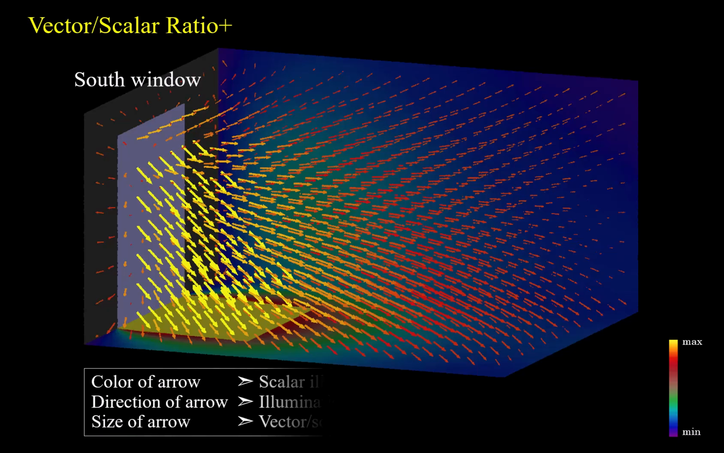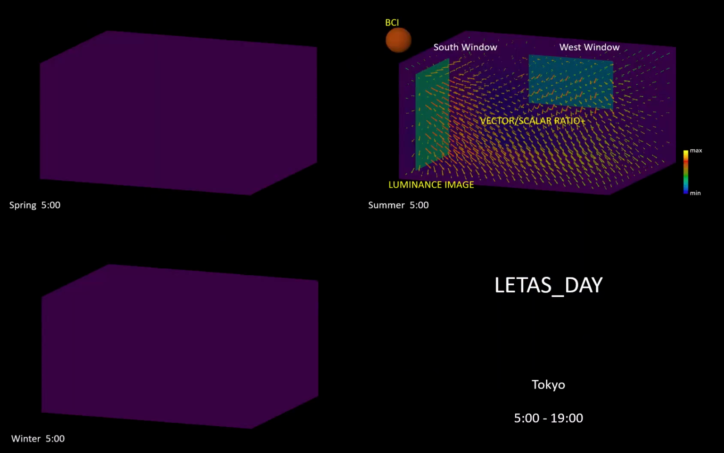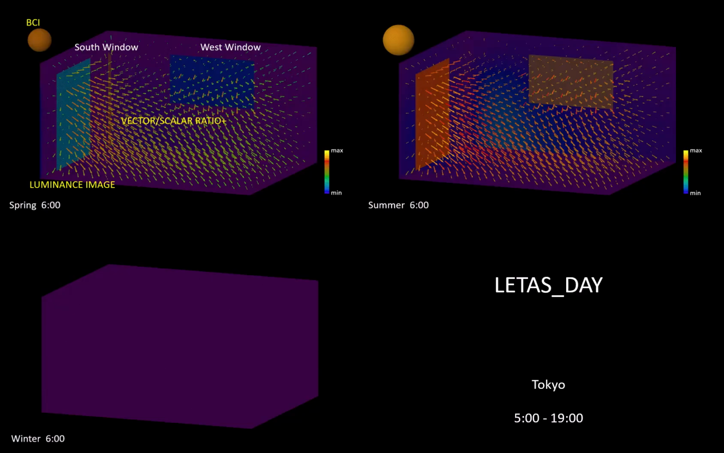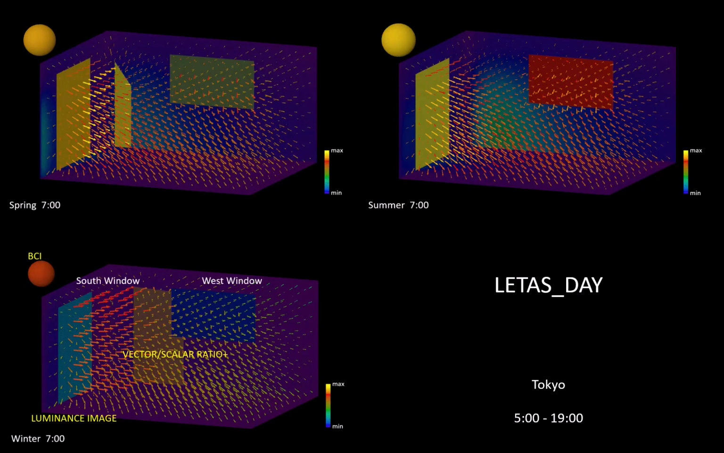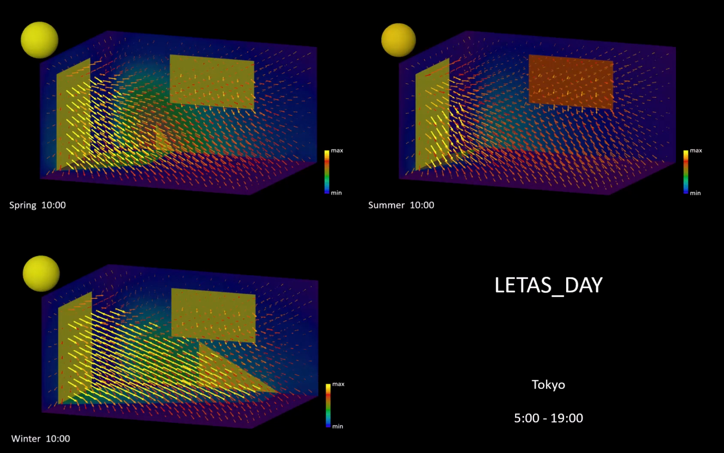In the vector scalar ratio plus, the color of the arrow at the calculation point shows the scalar illuminance, the direction of the arrow shows the direction of the illumination vector, and the thickness of the arrow shows the vector scalar ratio. This makes it possible to simultaneously show three elements: the amount of light, the direction of light, and the intensity of shadow. Here, we compared the luminous environment of the entire room under daylight using the LETAS. This is a comparison of the vernal equinox, summer solstice, and winter solstice when windows are installed on the south and west sides.